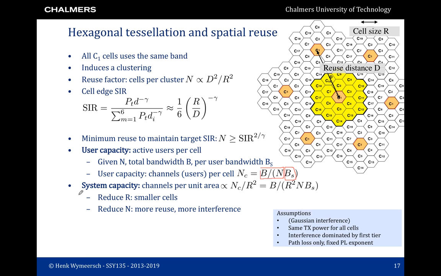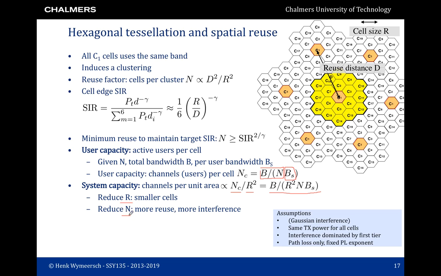We also have the system capacity. This is the number of users per unit area, or the number of channels per unit area. This is just the number of active users in a cell divided by the size of the cell, up to a constant. This, by substitution, gives us this result. So we see that if we want to increase the system capacity, we should make smaller cells or have a smaller reuse factor.